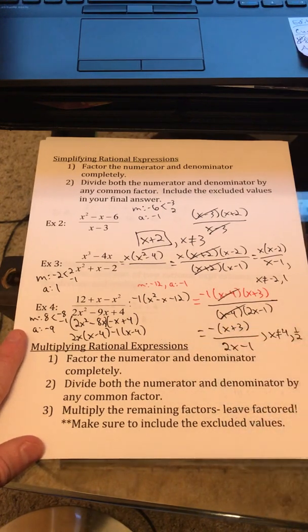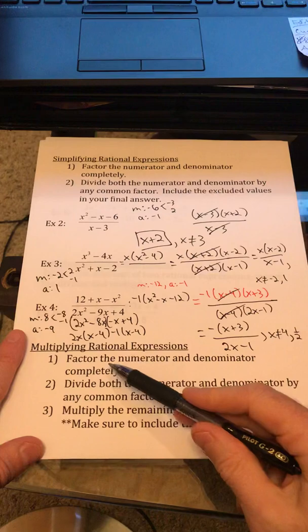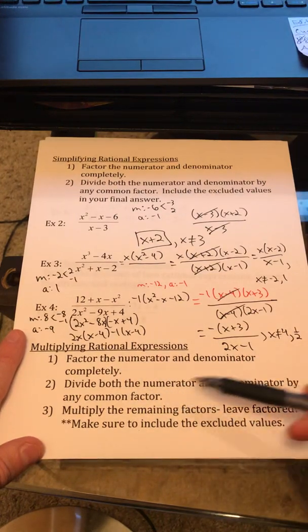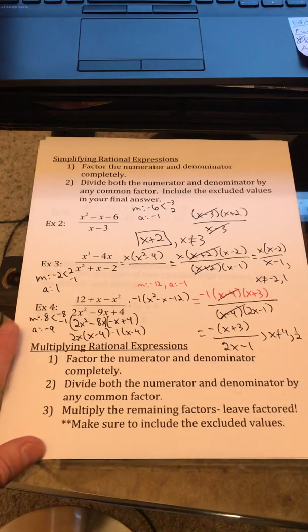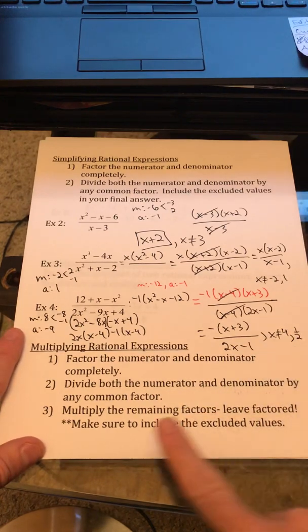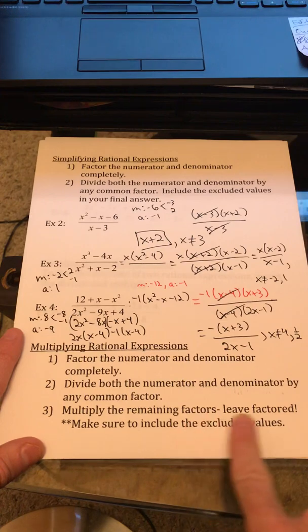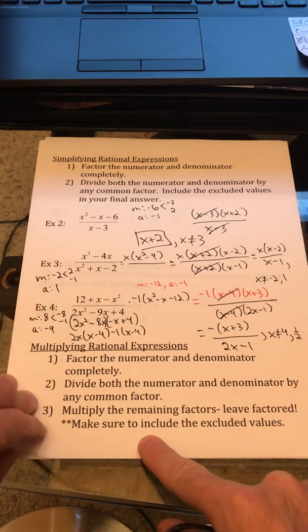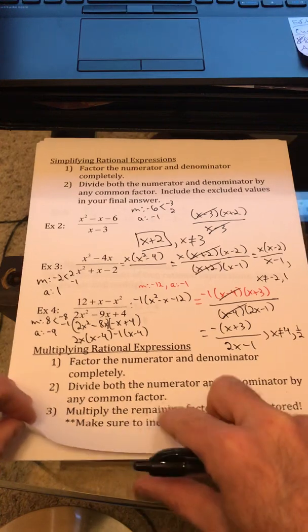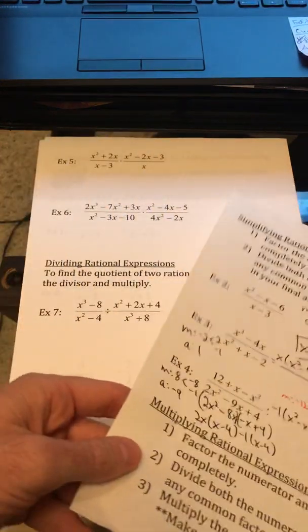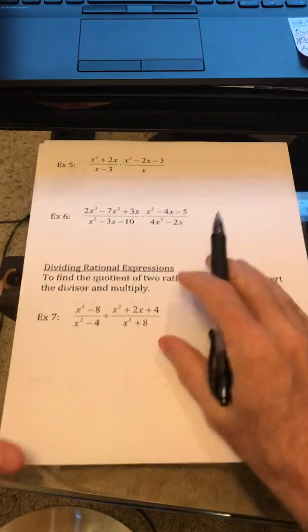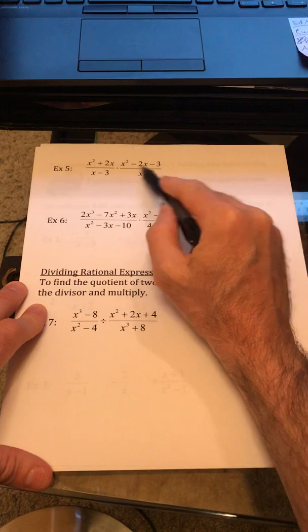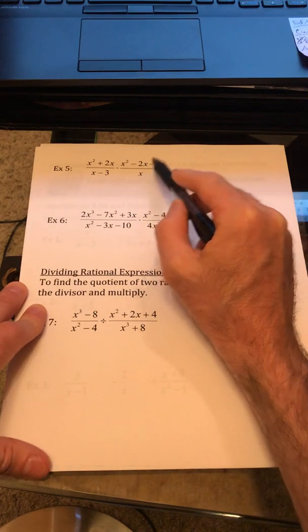So, multiplying rational expressions. Again, always start out factoring first. Then divide by common factors, reduce, however you want to look at that. Then multiply the remaining factors. And again, we're going to leave things factored. And as always, we are going to also include the excluded values. So for this first one, x squared plus 2x over x minus 3 times x squared minus 2x minus 3.